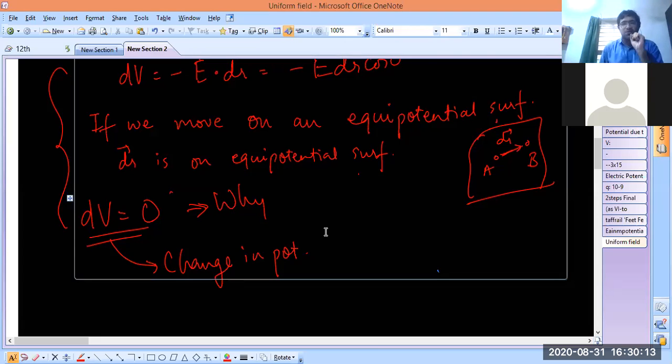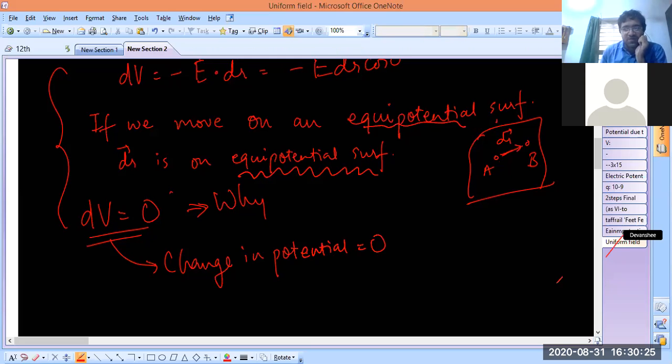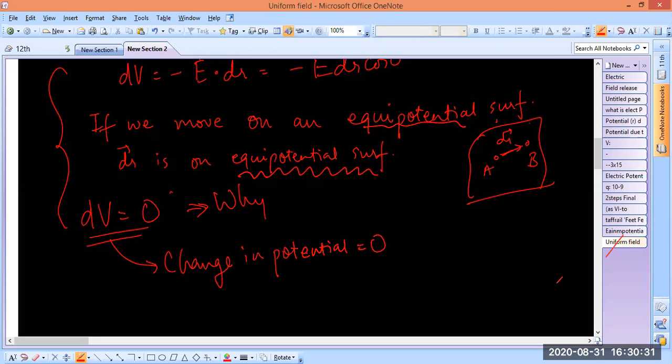So we were talking about why the value of dV is zero. The answer is that the change in potential will be zero, right? Because we are moving on an equipotential surface. So if you take 2 points on an equipotential surface, then the change in potential is of course zero. All right, so that's why dV is zero.